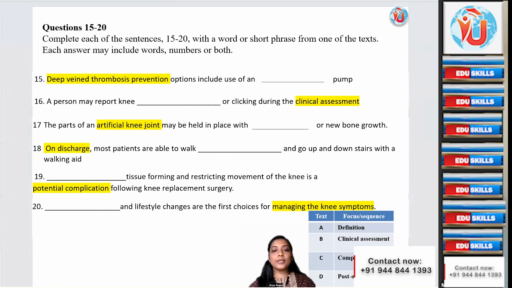So the 19th one: dash tissue forming and restricting movement of the knee is a potential complication following knee replacement surgery. You need to find out from which text it is a potential complication, then write the answer. Fine, the last question: dash and lifestyle changes are the first choices for managing the knee symptoms.